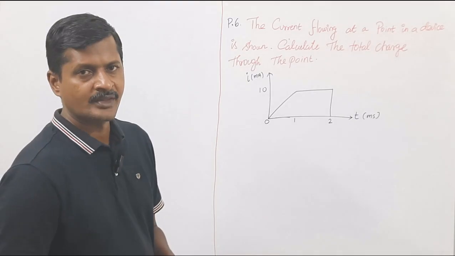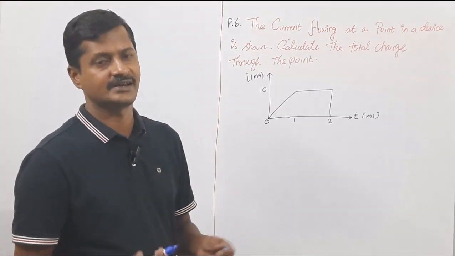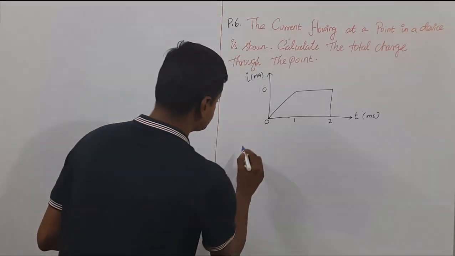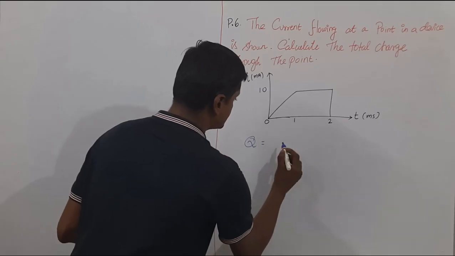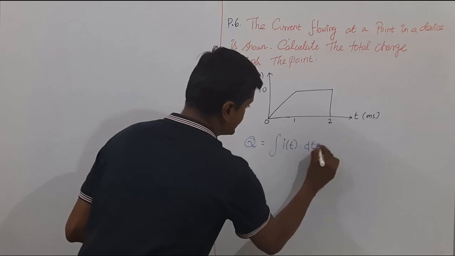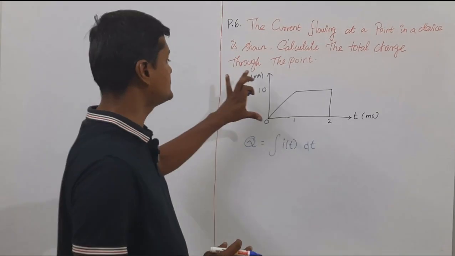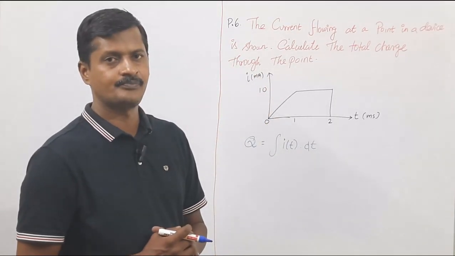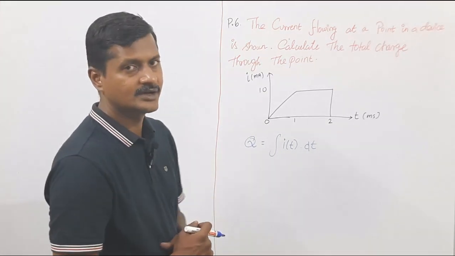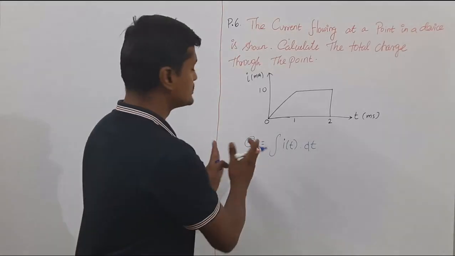This is given. Okay, so what do we need to find? We need to find the charge. Charge is an integration. So let's see the solution. We need to find q, that is equal to the integral of I(t) dt. So to calculate the charge from a waveform, we need to find the area. The total area is equal to the charge.